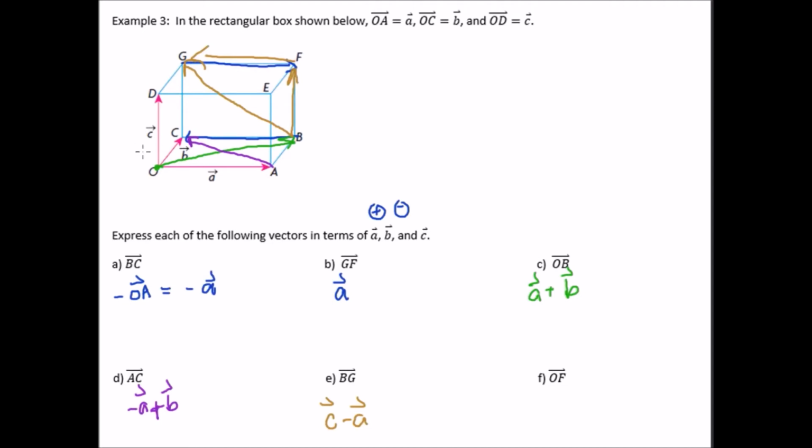Okay, and then OF, so starting here and going in behind to F. So let's go OA, which is vector A. And from here to here, let's go back to AB, which is vector B. And then let's go up, which is vector C. So vector A plus vector B plus vector C.